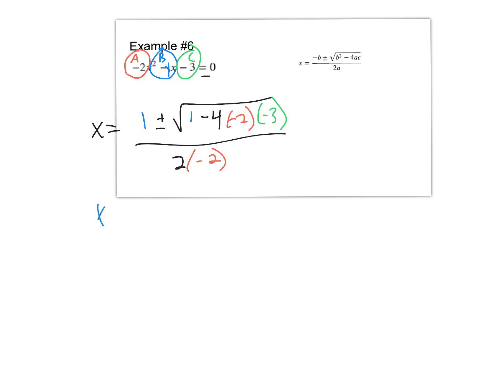All right, so let's do the math under the radical. x equals 1 plus or minus radical 1. Negative 4 times negative 2 is 8. 8 times negative 3 is negative 24. All over negative 4.